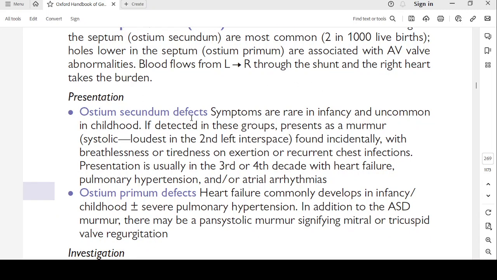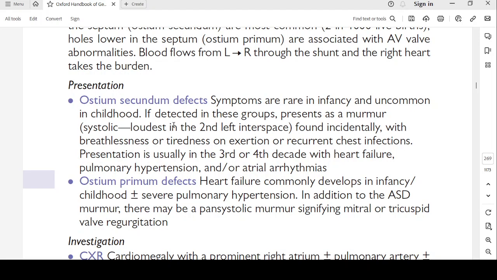Presentation. Ostium secundum defects. Symptoms are rare in infancy and uncommon in childhood. If detected in these groups, presents as a murmur, a systolic murmur, loudest in the second left interspace. Found incidentally with breathlessness or tiredness on exertion or recurrent chest infections. Presentation is usually in the third or fourth decade of life with heart failure, pulmonary hypertension, or atrial arrhythmias. Ostium primum defects. Heart failure commonly develops in infancy, childhood, and severe pulmonary hypertension is present. In addition to the ASD murmur, there may be a pansystolic murmur signifying either mitral or tricuspid valve regurgitation.